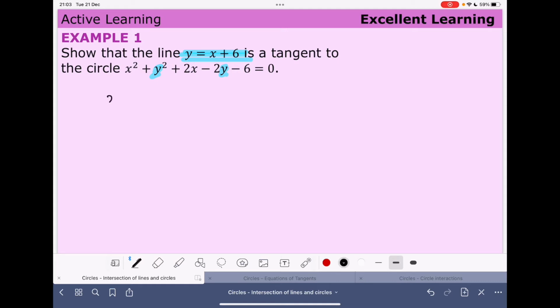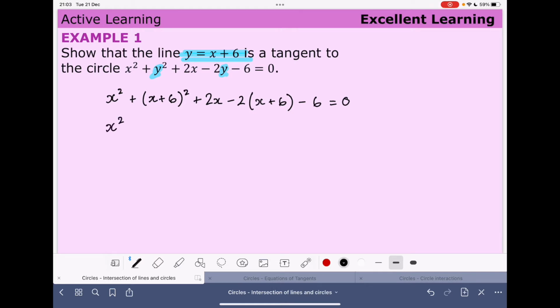We've got x squared plus, and then we're replacing y here with (x plus 6) all squared, plus 2x minus 2 lots of, and again we hit another y here, so we're replacing all y's with x plus 6, and we've got a minus 6 on the end here, and that's all equal to 0. Okay, we're going to break the brackets now and collect like terms.